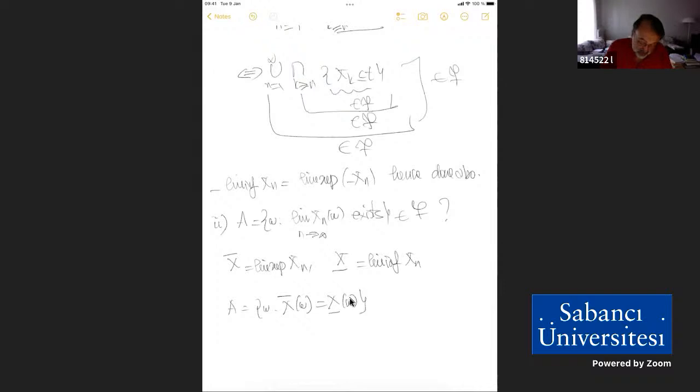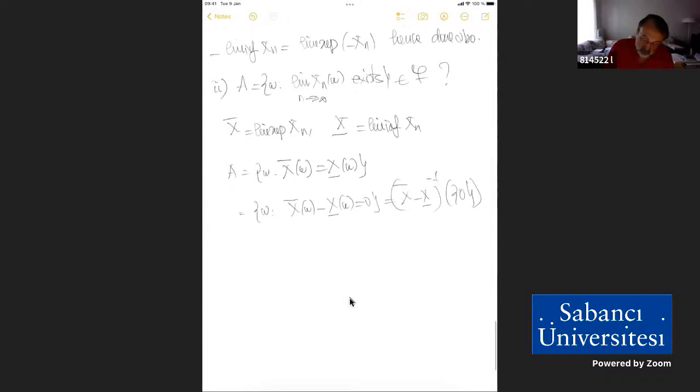Hence this is the same thing as the set of omega such that x bar(omega) minus x lower bar(omega) is equal to 0. Hence this is the inverse image, under x bar minus x lower bar, of the closed subset {0} of the real line. Since this difference is measurable, this belongs to F by definition of measurability, because the one-point set {0} is closed, hence it belongs to the Borel sigma algebra of R.